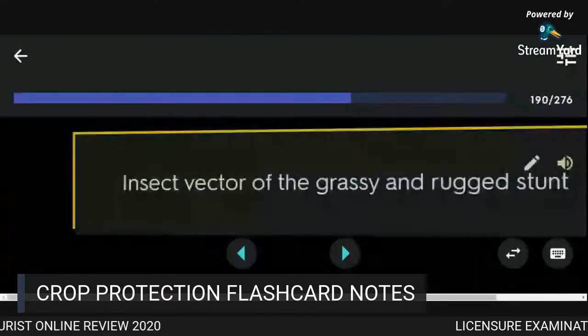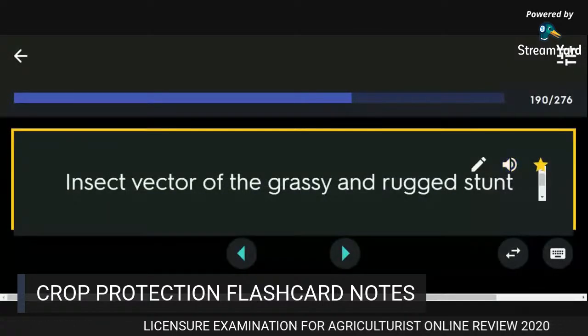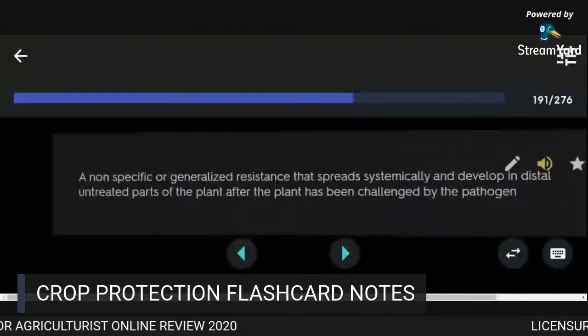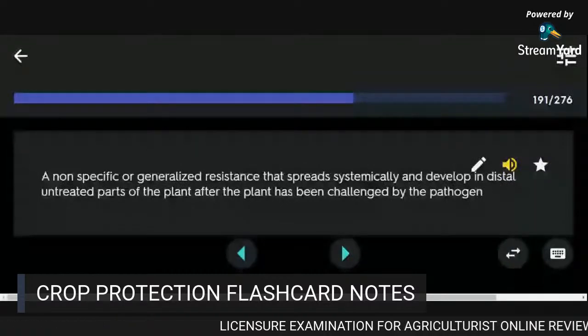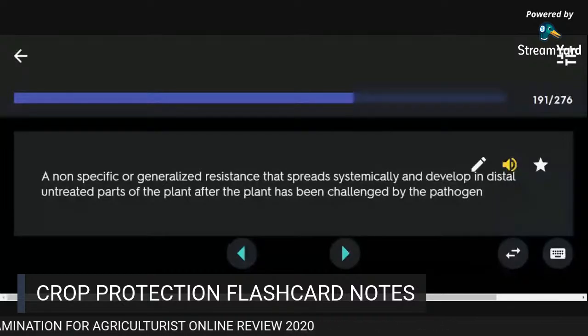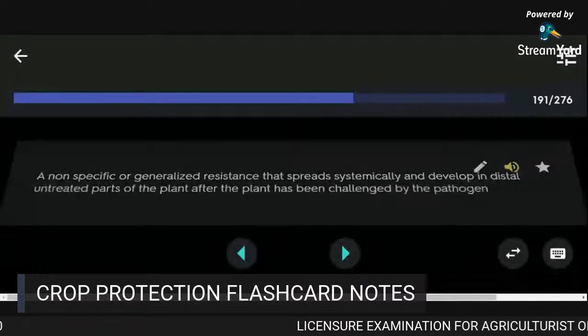Insect vector of the grassy and ragged stunt virus: Nilaparvata lugens. A non-specific or generalized resistance that spreads systemically and develops in distal untreated parts of the plant after the plant has been challenged by the pathogen: systemic acquired resistance.